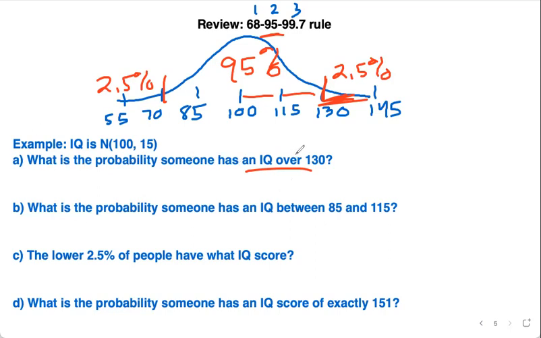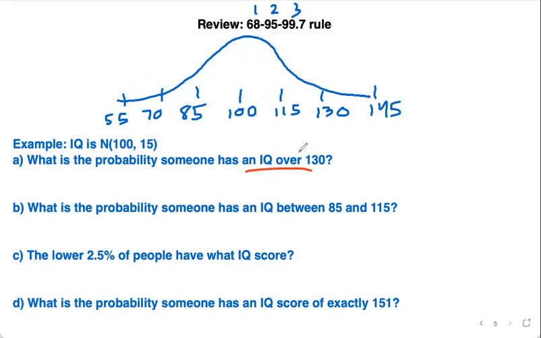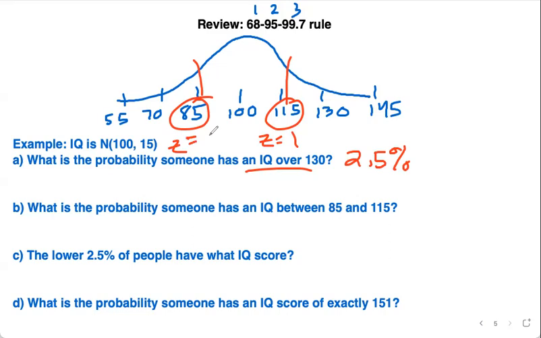What is the probability someone has an IQ over 130? So the answer there is going to be 2.5%. What is the probability someone has an IQ between 85 and 115? Well, that would be 1 above and 1 below. That'd be the same thing as saying a z-score of 1 and a z-score of -1. If you're 1 above and 1 below, that is the middle 68%, which is the answer for part B.